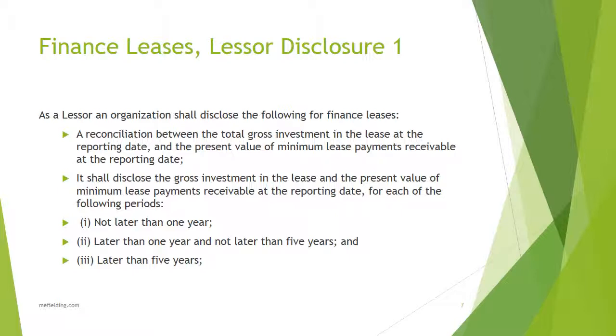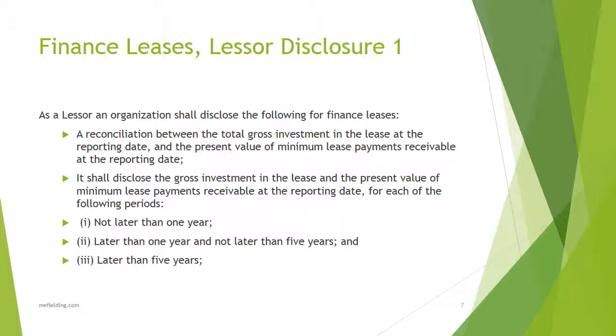So once again, continuing with our disclosure requirements, we're going to start with the lessor. So now we've got a government organization which is purchasing presumably fairly major capital items, and then is transferring them on to other government organizations. It's doing that through the means of a finance lease. So we've got disclosure requirements for the lessor.